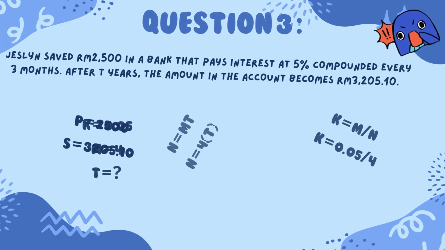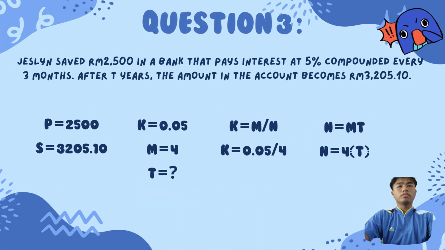Thank you. For question 3, Disney saves 2,500 in a bank that pays interest at 5% compounded every 3 months. After 3 years, the amount in the account becomes 3,205 and 10 cents. From the question, we need to identify the information given, which is P equals 2,500, S equals 3,205 and 10 cents, K equals 0.05, M equals 4.